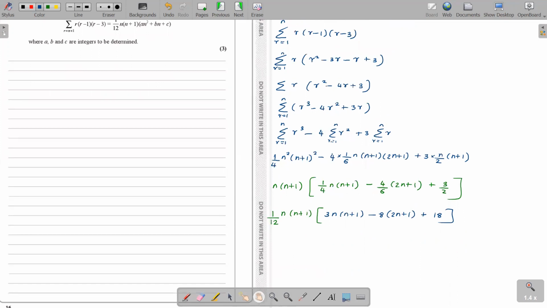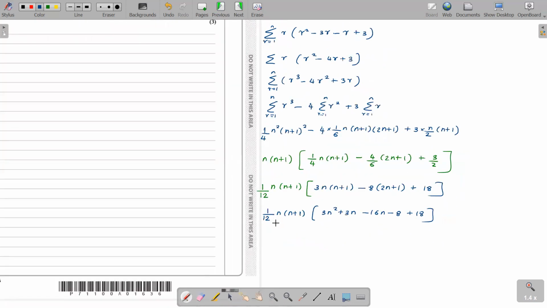So open the bracket and let's simplify. 1 over 12 n (n plus 1). Now open the bracket. Inside you will get a quadratic equation. 3n square plus 3n, minus 8 into n is minus 16n, minus 8 into 1 is minus 8, plus 18. So what do we get here? 1 over 12 n (n plus 1), 3n square plus 3n minus 16n is minus 13n, minus 8 plus 18 is plus 10.